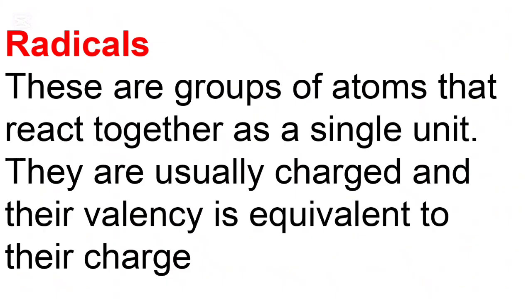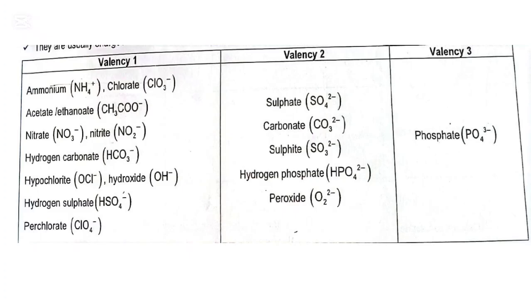Let us now move on to radicals. These are groups of atoms that react together as a single unit. They usually have a charge, and their valency is equivalent to their charge. Some examples of radicals are as shown in this table.